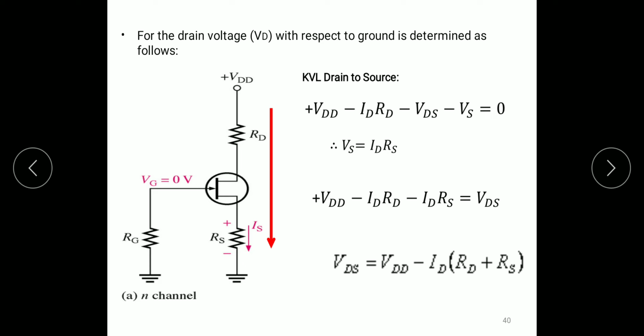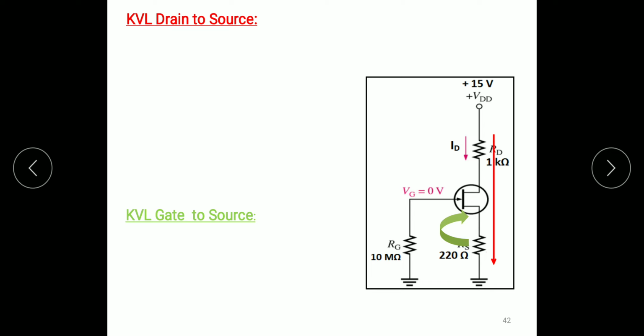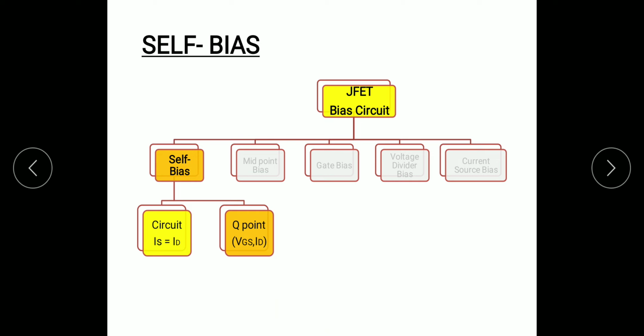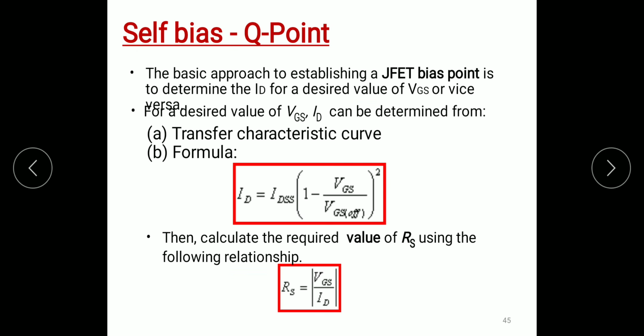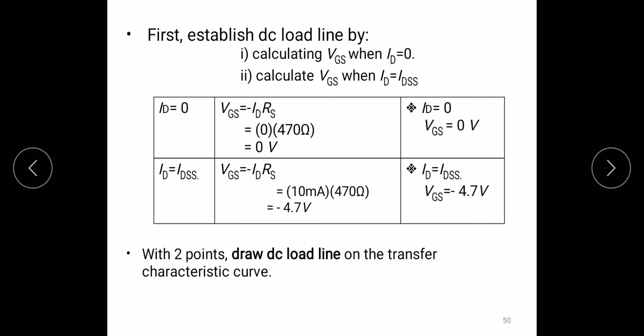Now again, these are the equations which are showing the voltage drop. We will skip the quiz and go to the next type of biasing. The Q point is also not in your syllabus, so I'm just rushing through the PPT slides.